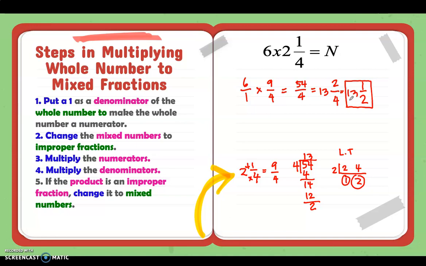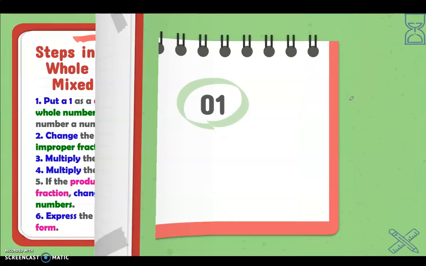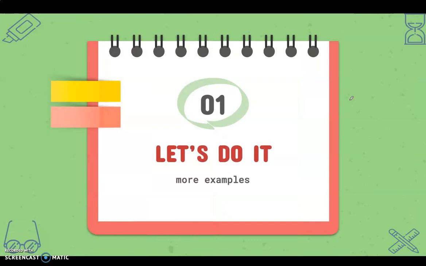Then if the other factor is a mixed number, you change it first into an improper fraction. Then multiply the numerators, multiply the denominators. Then if it's improper, change it into a mixed number, then simplify it to its lowest term. Let's have more examples.